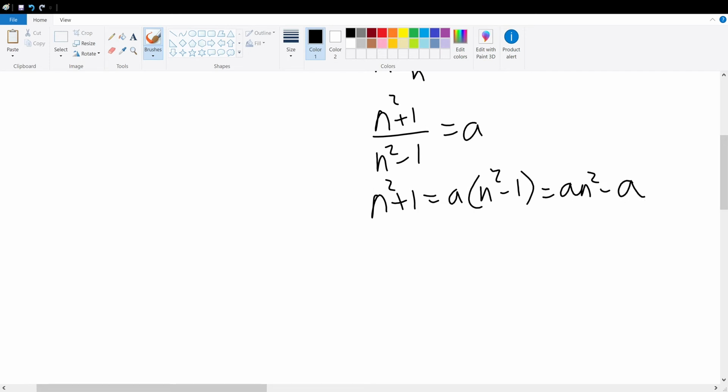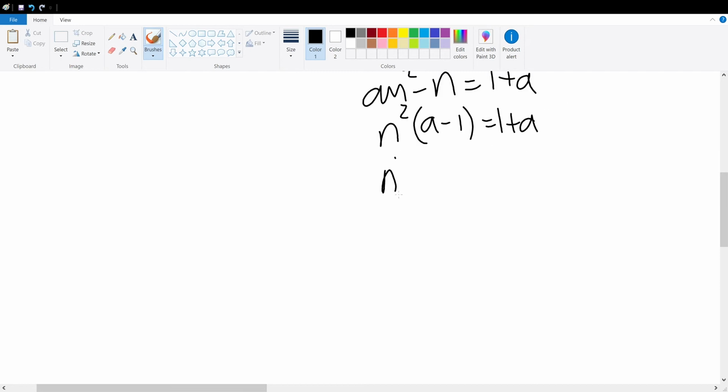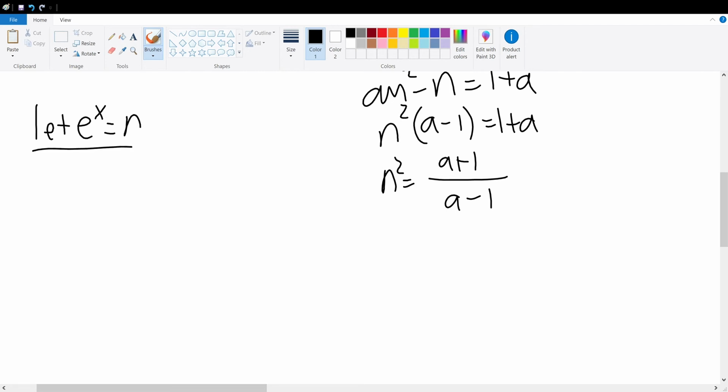From here, we can subtract n squared on both sides and add a to get a n squared minus n squared is equal to 1 plus a. We factor out n squared to get n squared times (a minus 1) is equal to 1 plus a, with n squared being equal to (a plus 1) divided by (a minus 1). Remember our previous assumption of letting e to the x be equal to n. Therefore, we can put it back into the n variable to get e to the 2x power is equal to (a plus 1) divided by (a minus 1).